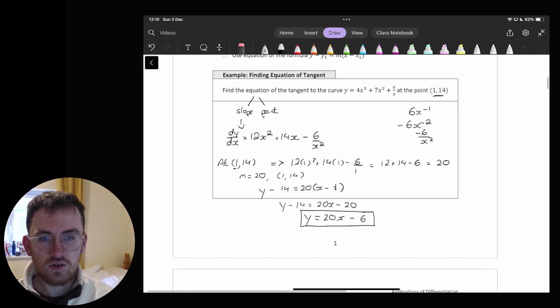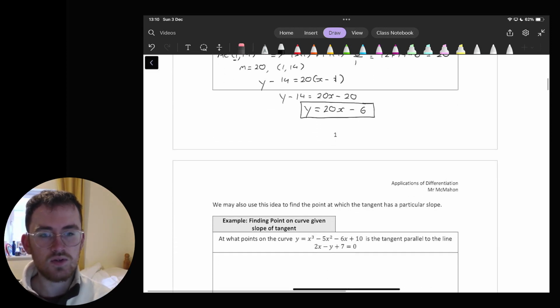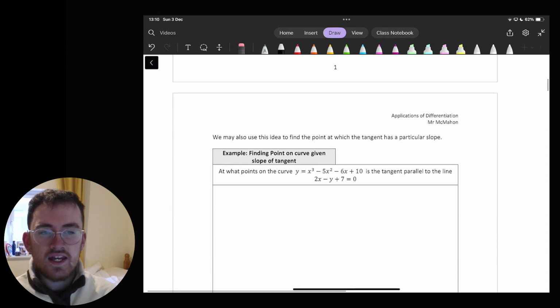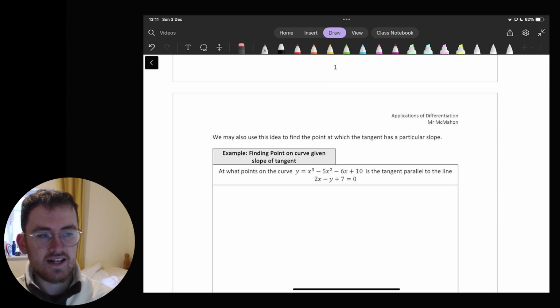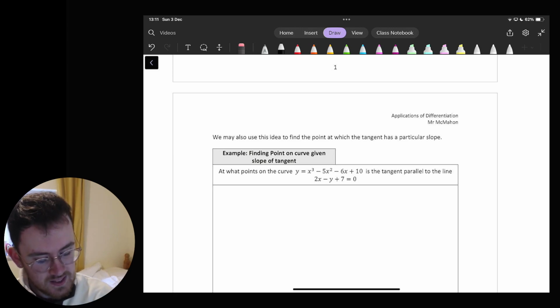Nice and straightforward in theory. We can also use that idea if we're given a particular slope and want to find what point on the curve has a tangent with that slope. So at what points on this curve is the tangent parallel to this particular line? First of all, let's find the slope of this line. We can use minus a over b, which will be minus 2 over minus 1, which of course is just 2.